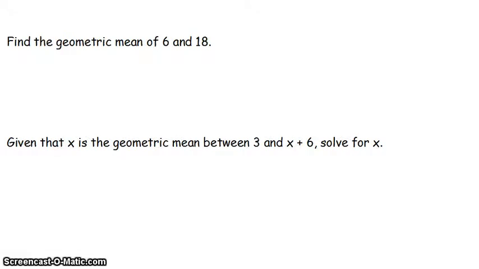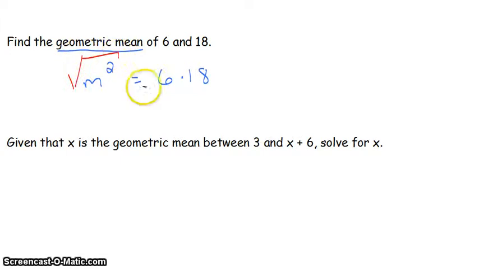You should be prepared to answer two different types of geometric mean problems. First is just a word problem with no diagram attached. What you need to remember about this is the geometric mean of two numbers. We set up m squared is equal to the product of those two numbers. So I multiply the two numbers together.